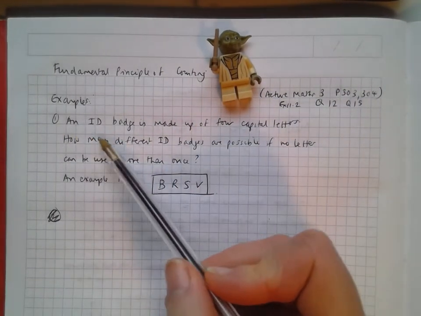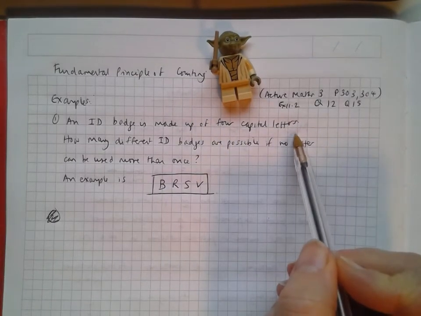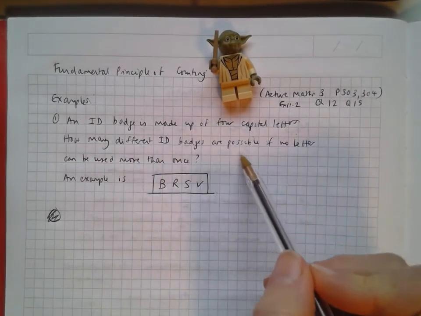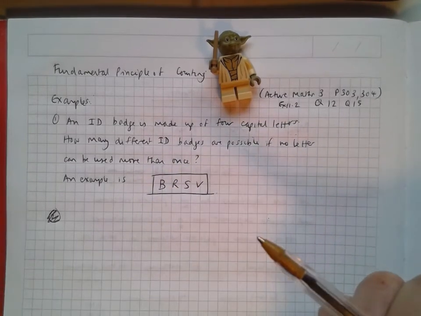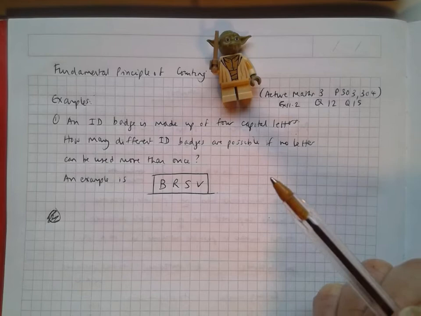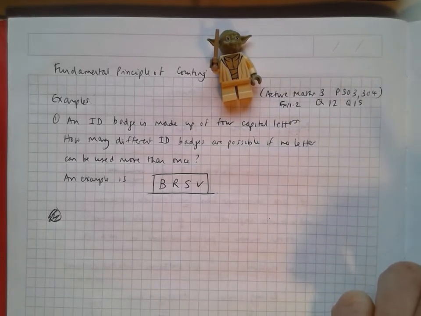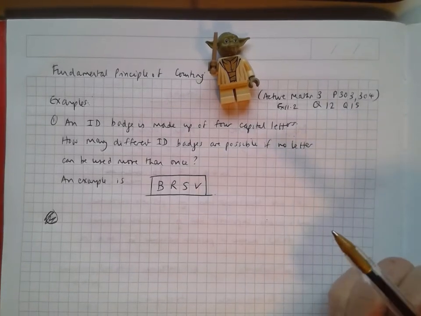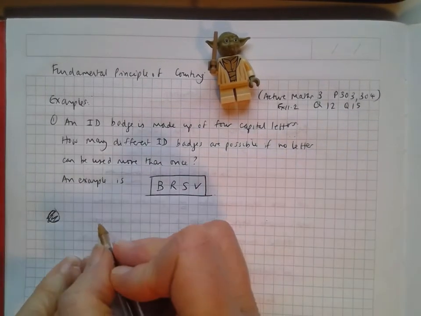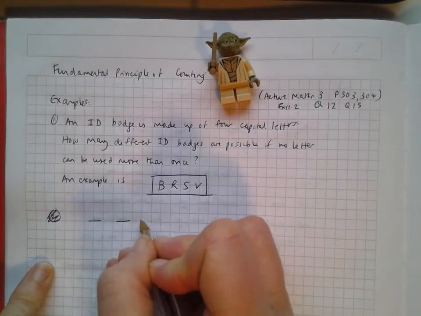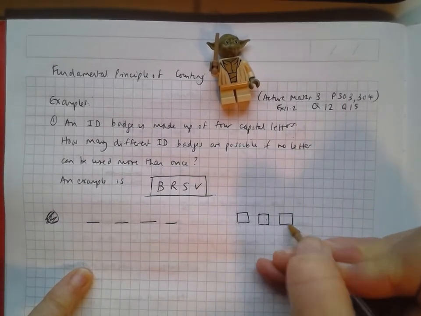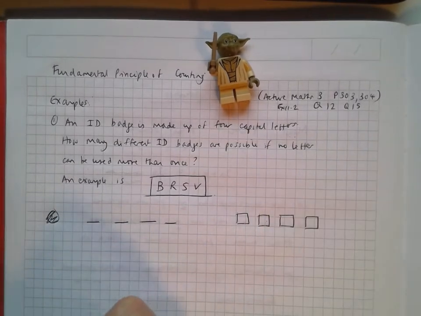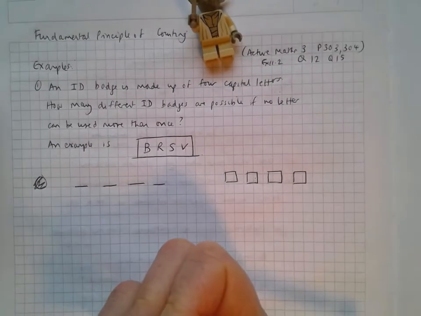An ID badge is made up of 4 capital letters. How many different ID badges are possible if no letter can be used more than once? And the example they give you is BRSV. So a key thing when you're answering these questions, especially at Leaving Cert level, is to have a method that works every time. And one method that works is to have spaces to fill in like this, 1, 2, 3, 4. Another one is to have them like this, actual spaces that you fill in 1, 2, 3, 4. So you can choose either method. I'll show you how I would use both methods.